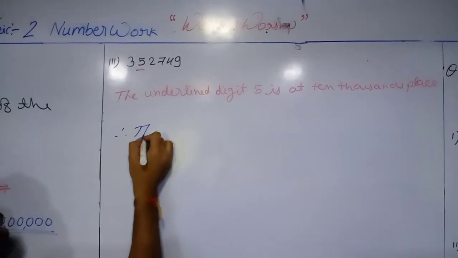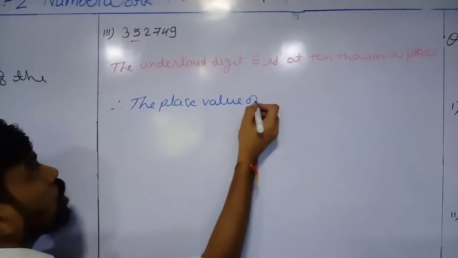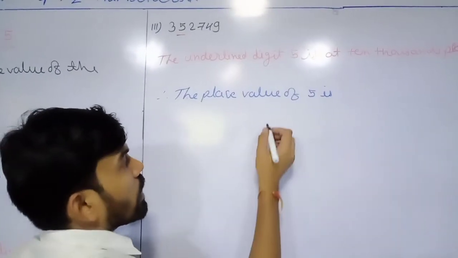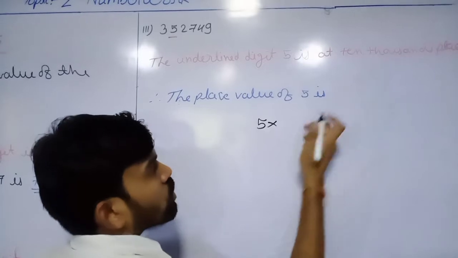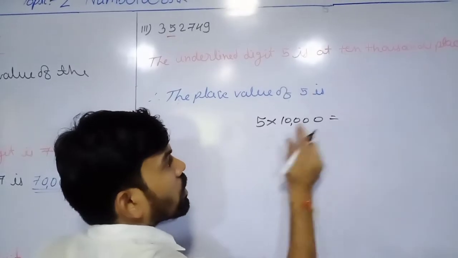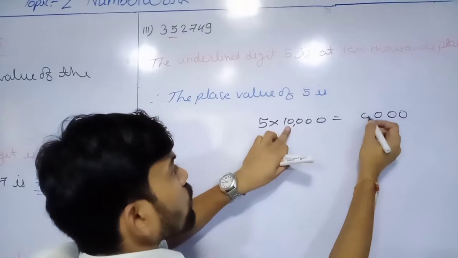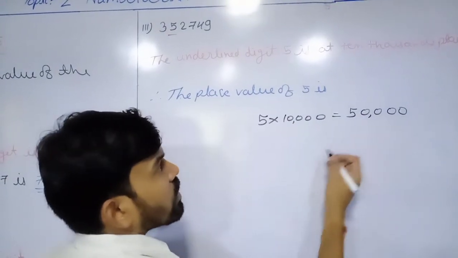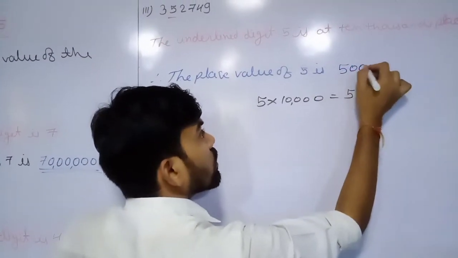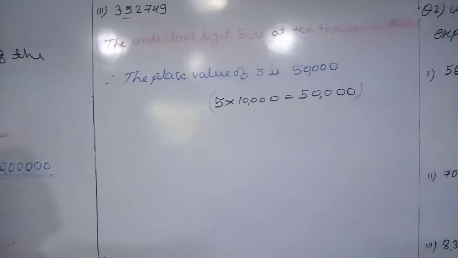Therefore the place value of 5 is, what is that? How are we getting it? 5 multiplied by this, at the 10,000 place. So we have to multiply with the 10,000. We'll get the answer: 5 zeros are 0, 5 zeros are 0, 5 zeros are 0, 5 zeros are 0, 5 ones are 5. Means 50,000. So we can say the place value of 5 is 50,000. So this way we can calculate the place value of the underlined digit.